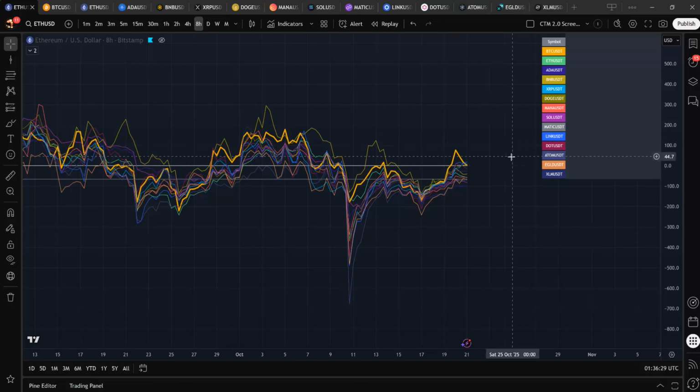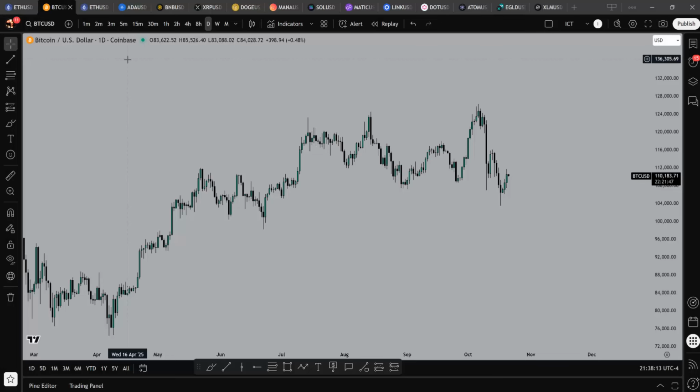I've got a list of about 10 altcoins here, so what I'd like to do is just go one by one, some a little quicker than others, and give you the setups. All right, we'll get started like usual with the Bitcoin chart. We're on the daily time frame.